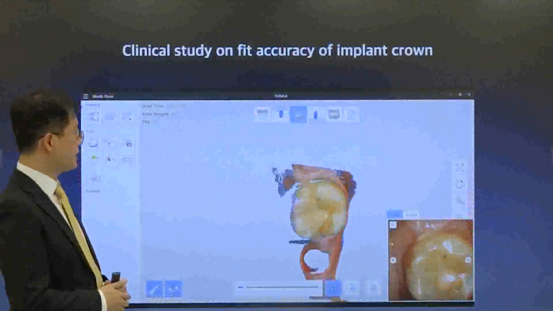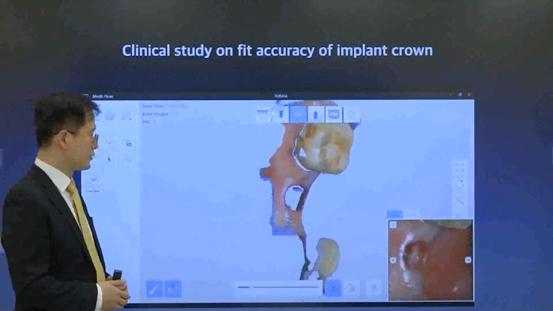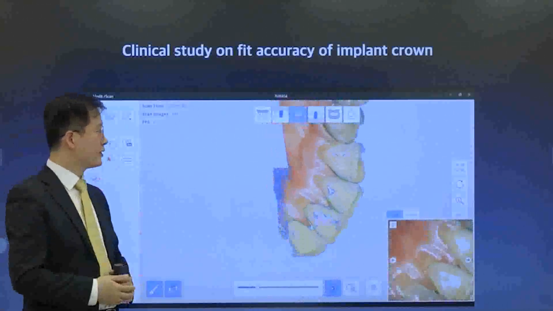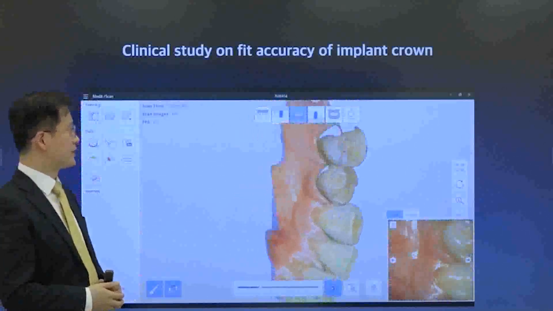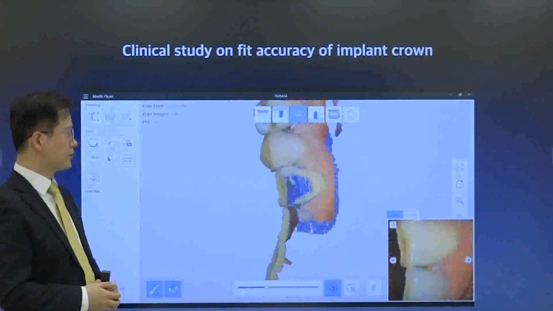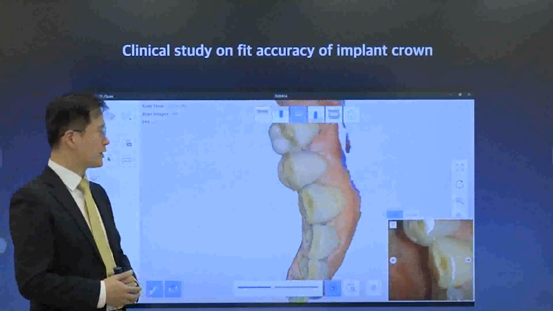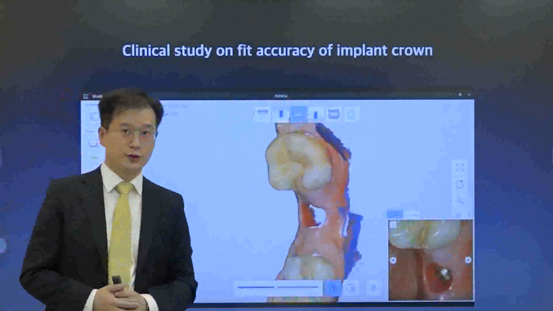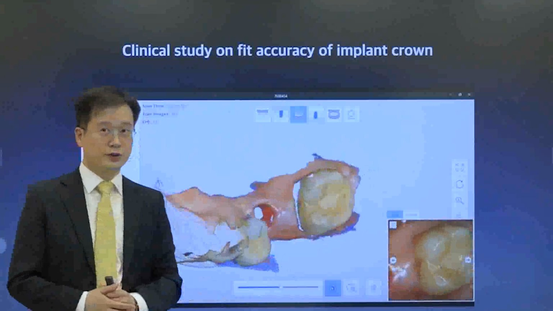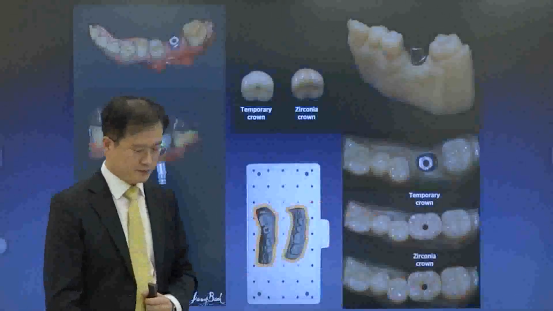But in case of implant restoration, it is much easier to capture digital imaging with an intraoral scanner because there is not a physical margin to read, and we only have to capture the shape of the scan body, which is a replica of the impression device.